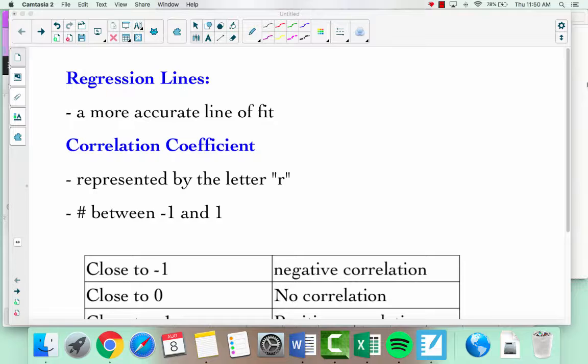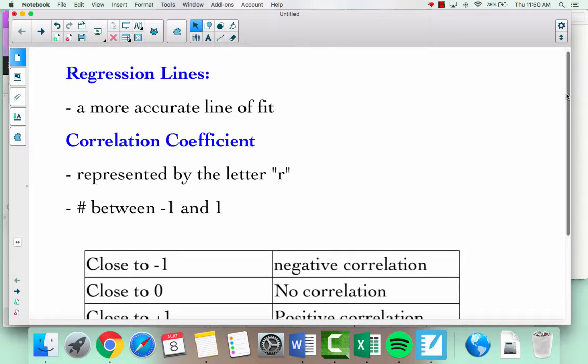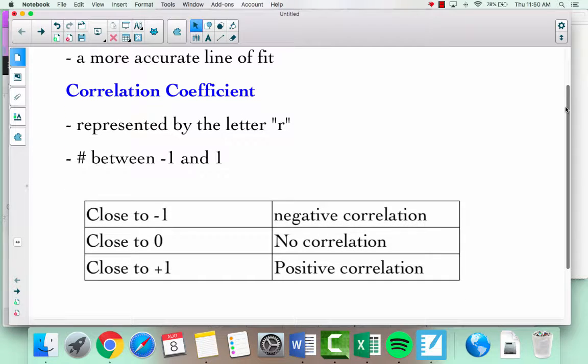The correlation coefficient is a number. We use the letter R to represent it, so you might say R equals and then give the number. And it's a number that's between -1 and 1. And basically what that correlation coefficient tells you is what kind of correlation you're going to have in your data.